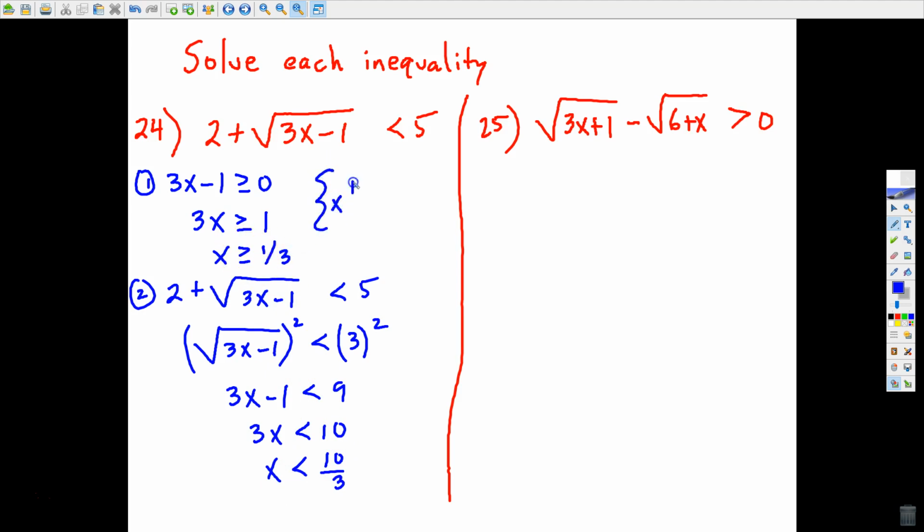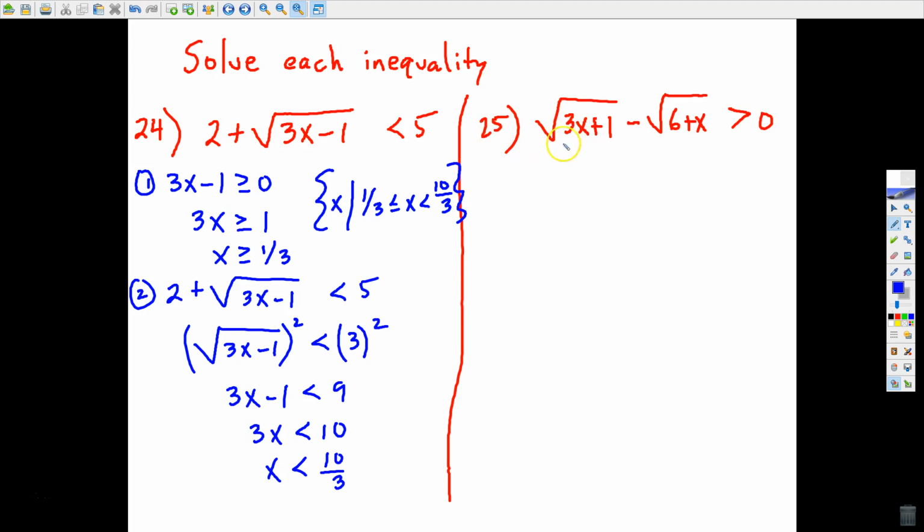So we're going to state our solution as all the numbers between these. And I used or equal to here because that's the way the inequality is stated. And so that would be my answer for number 24. X can be less than 10/3, but it has to be greater than or equal to 1/3. Or in other words, x has to be between these two numbers.